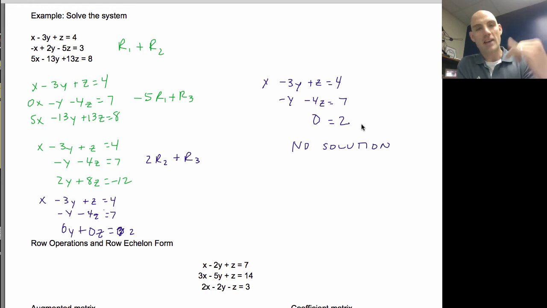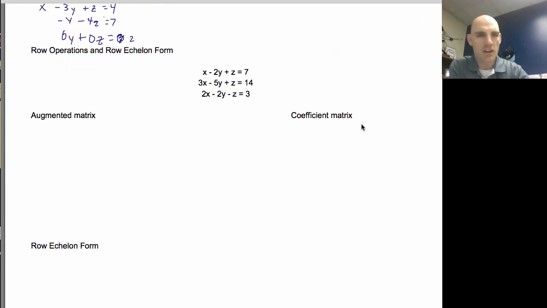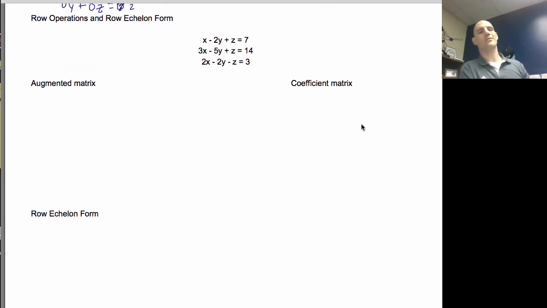If the last line doesn't make sense, 0 equals 2, then we have something where there's no solution. Okay? All right, so let's talk about some forms here. Row operations and row echelon form.